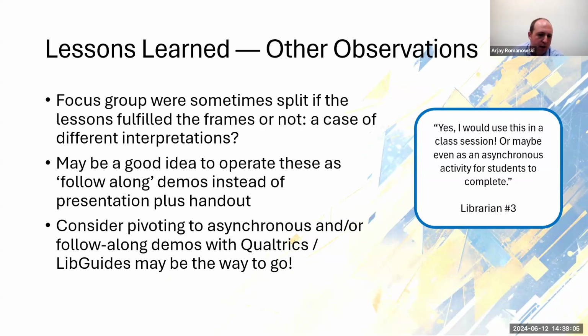Other interesting observations included a split about whether the initial drafts fulfilled the framework or not. Internally, we also found ourselves questioning which frame fit better where, and which knowledge practice or disposition fits best. It feels like with generative AI, there's some considerable overlap, or at least different interpretation of the frames at play. For instance, the initial goals that led to the creation of lesson 2 could fit scholarship as conversation just as well. The focus group also often suggested switching to asynchronous format or with follow-along demos, as you can see from the quote by Librarian 3.